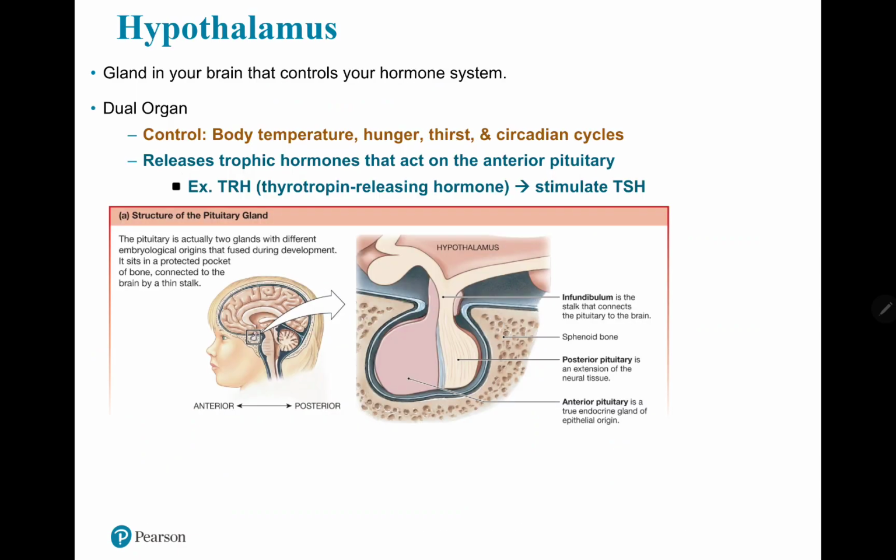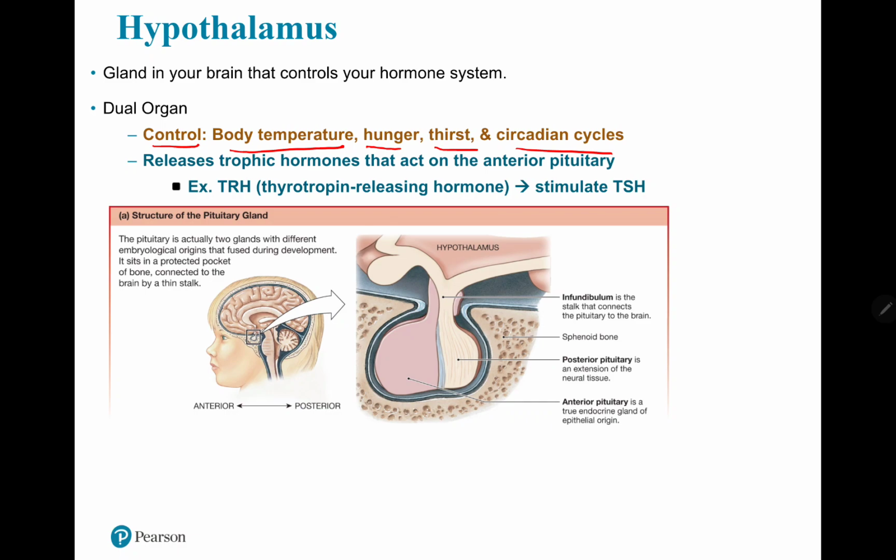Now, the hypothalamus is that gland in your brain that controls your hormone system. It's a dual organ, so it has neural functions and endocrine functions. For example, some of its neural functions are to control body temperature, hunger, thirst, circadian cycles, things like that. You have hunger centers in there that control hunger and thirst.